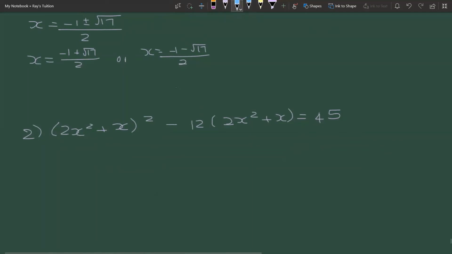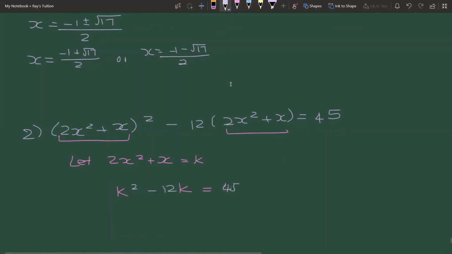Now, looking at this question, what are we going to substitute? We see that there's this 2x² + x that's repeated. So that would be a nice thing. So you say, let 2x² + x equal k. And then what does our equation become? This here becomes k, and it's squared. So k² − 12 times 2x² + x, which is k, is equal to 45.